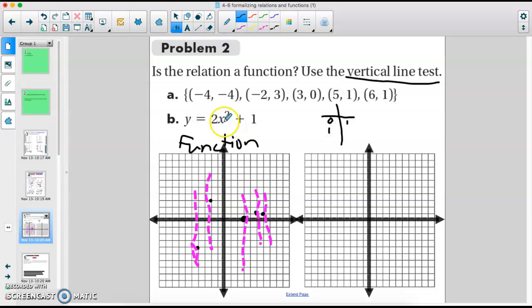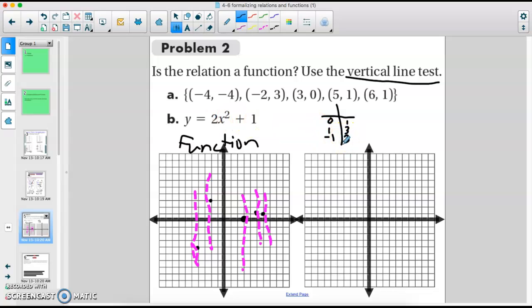Okay, now let's plug in 1 here. 1 squared is 1. And then times 2 is 2. Plus 1 is 3. Okay, what about -1? Let's try -1. -1 times -1 is +1. So -1 squared is +1. Times 2 is 2. Plus 1 is also 3.